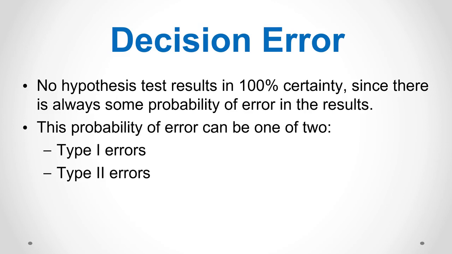Because the hypothesis test relies on sample data, and because sample data are not completely reliable, there is always the risk that misleading data will cause the hypothesis test to reach a wrong conclusion. Hypothesis testing is an inferential process. It uses limited information to reach general conclusions. Sample data are used to draw conclusions about a population. There is always some probability of error in the results. Two types of errors are possible: type 1 errors and type 2 errors.